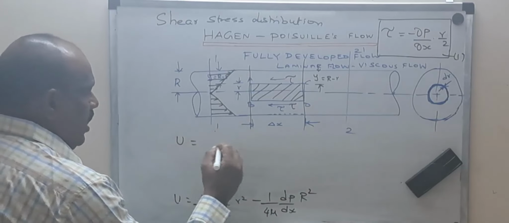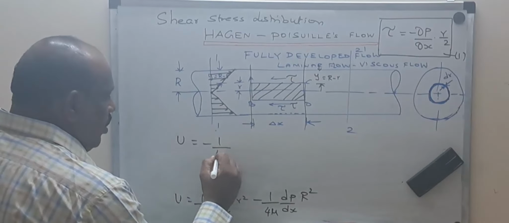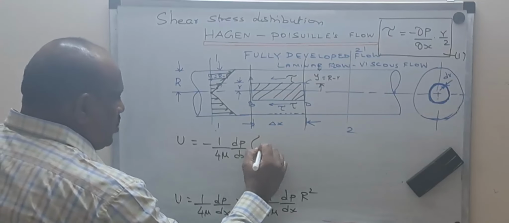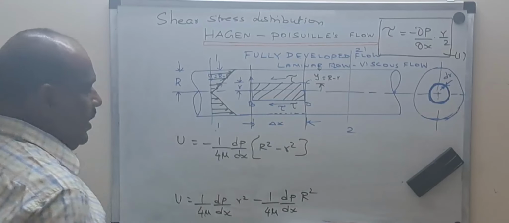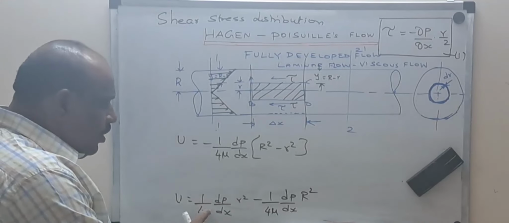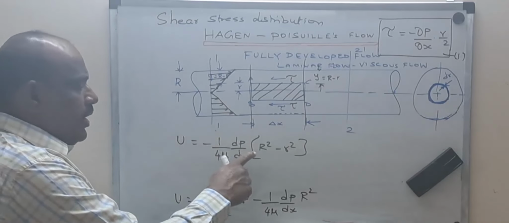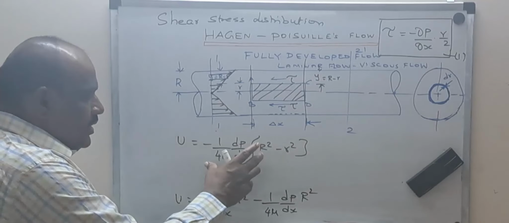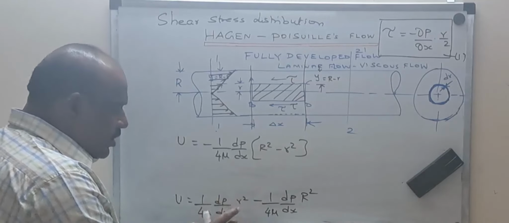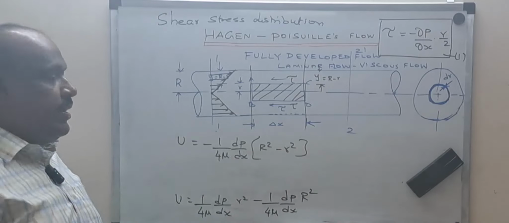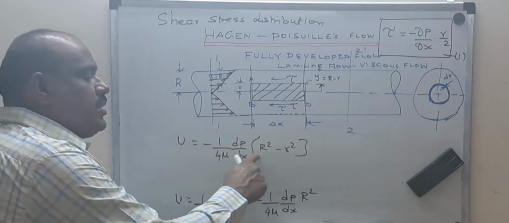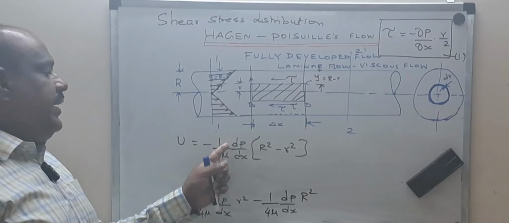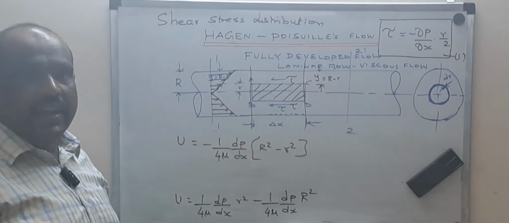u will be equal to minus 1 by 4 mu of dp by dx of r squared minus R squared. So now you see, I have written the same thing only. I have taken 1 by 4 mu dp by dx as a common term, but I put a minus sign outside, so that it will be R squared minus r squared. If you multiply and see, this term will be minus and this term will be positive. But why have I written it like this? Because capital R is always greater than small r, so this term will be positive. So u equals minus 1 by 4 mu dp by dx of R squared minus r squared.